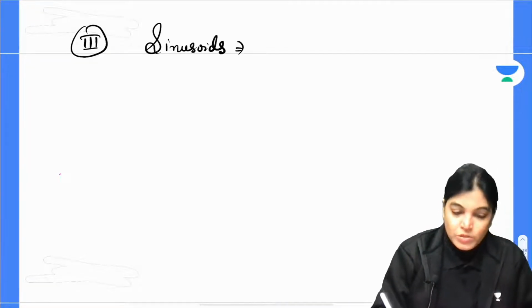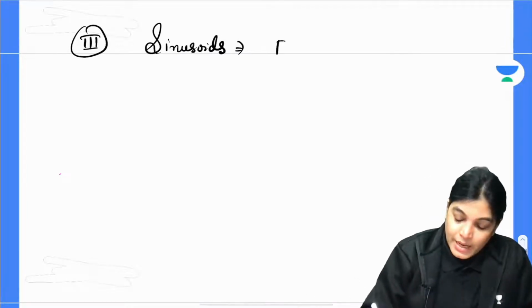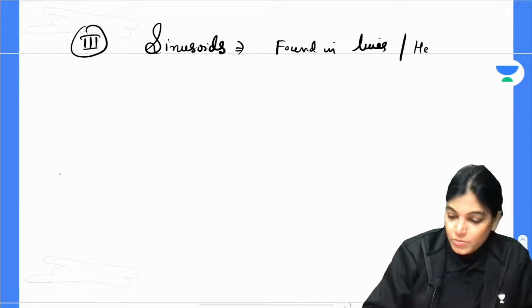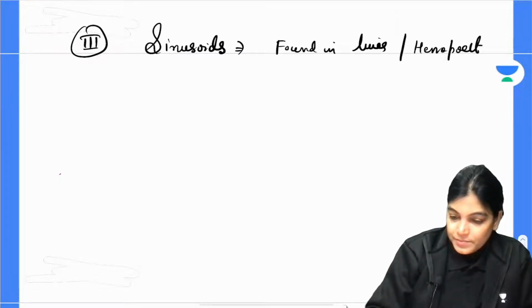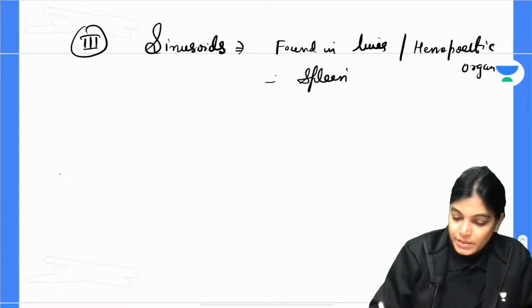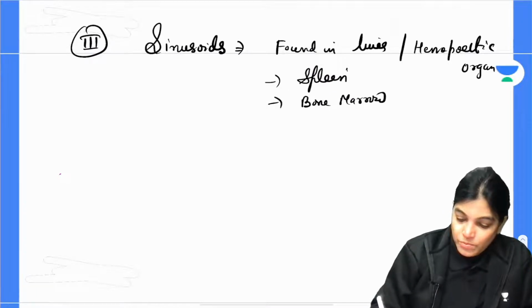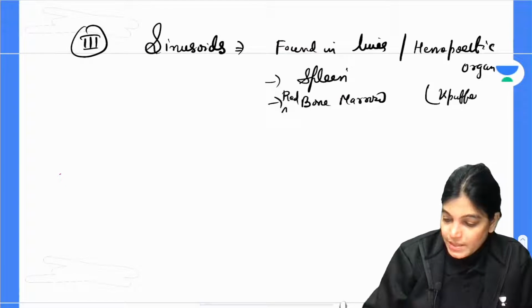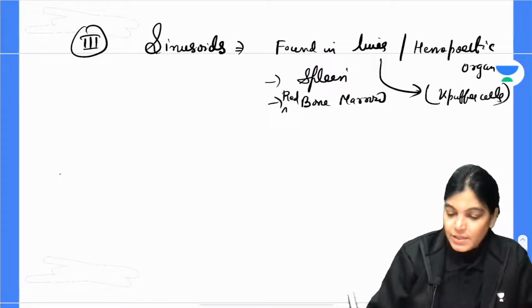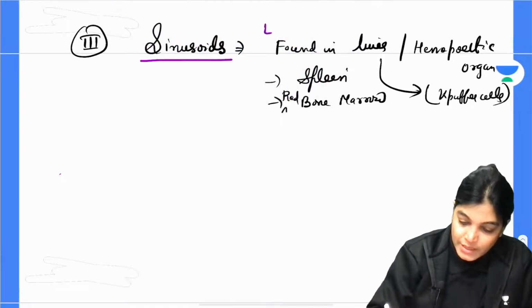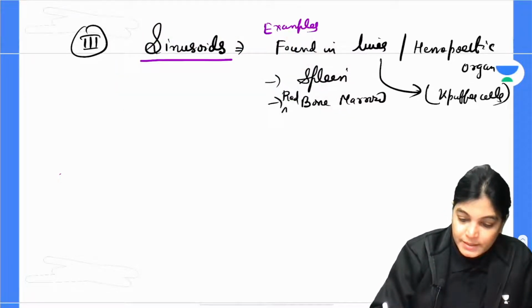When we talk about sinusoids, they are found in hemopoietic organs. It is found in spleen, in liver, in bone marrow, red bone marrow, and spleen and liver. In the liver, it is found in the Kupffer cells. These are the examples of sinusoids; I have given the examples first.